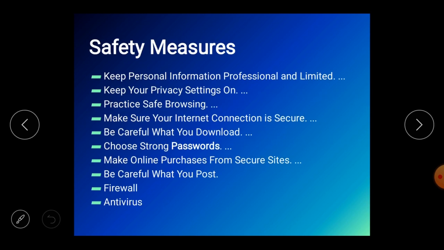So what type of safety measures can be taken? It is very simple. Keep your personal information and professional information limited. Don't post your personal photos on the internet. Keep your privacy settings on. There is a safe browsing option, meaning there is an incognito window also, from where your data cannot be tracked by someone else. Download antivirus software on your system, use a firewall on your system, and your password should be strong. These are the few measures through which you can save our data from being stolen.